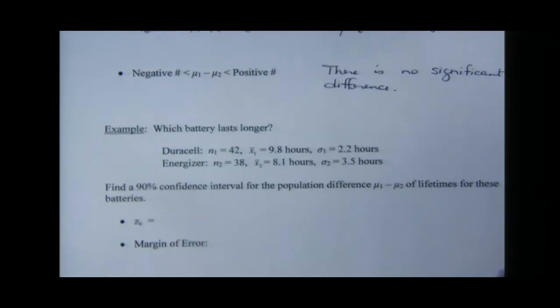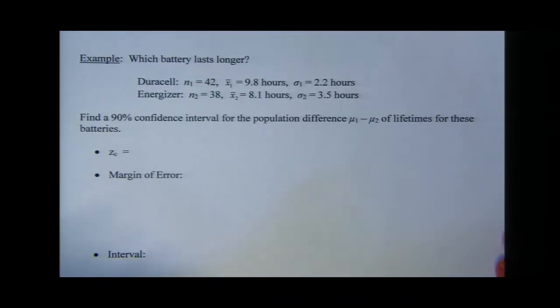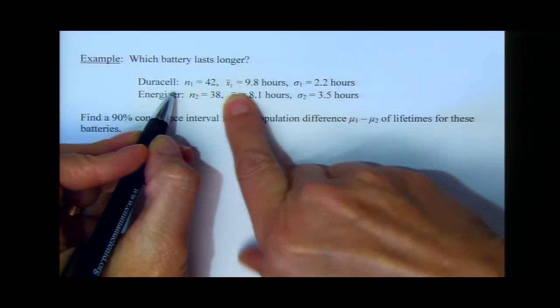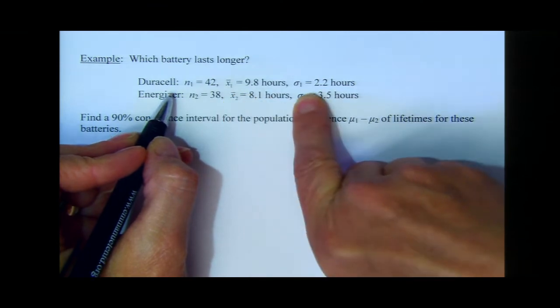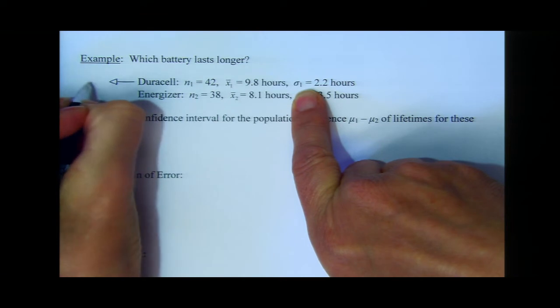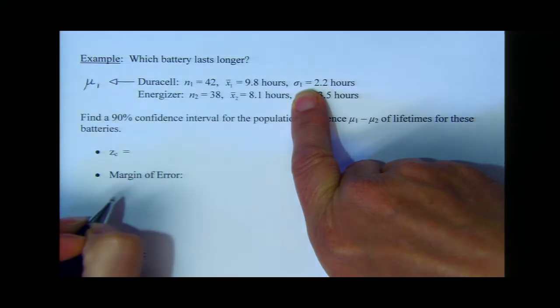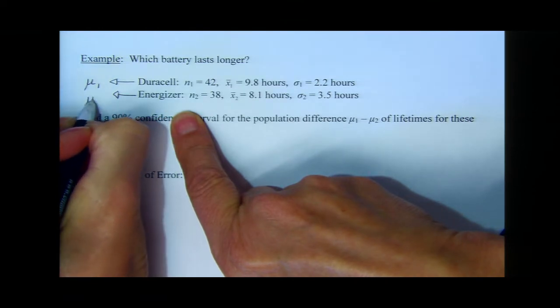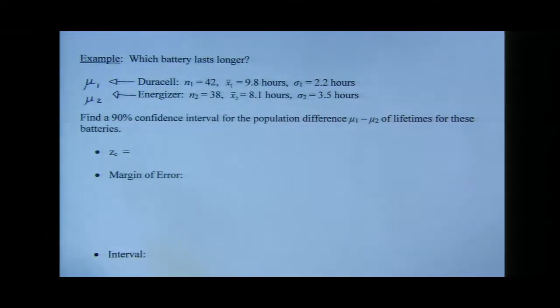All right, so here's an example. Which battery lasts longer? So we're comparing Duracell, which N1 is 42, X bar is 9.8, and sigma 1 is 2.2. So this is population, or mu1. Energizer, so this would be mu2, and it gives us our information there.